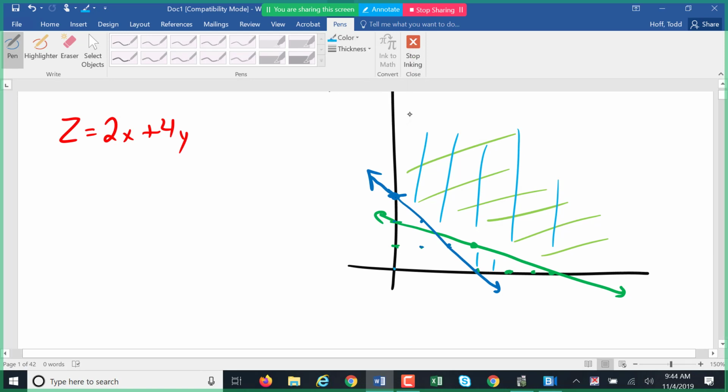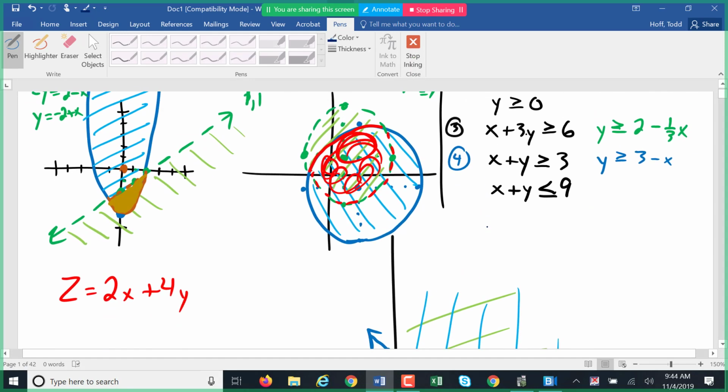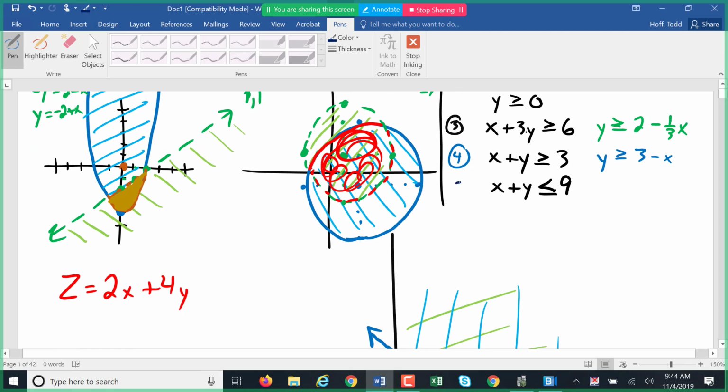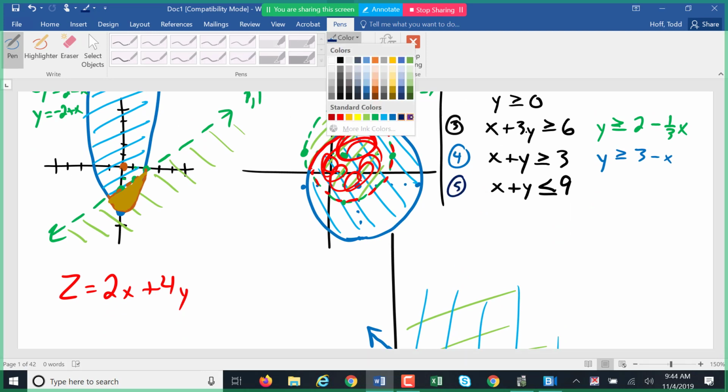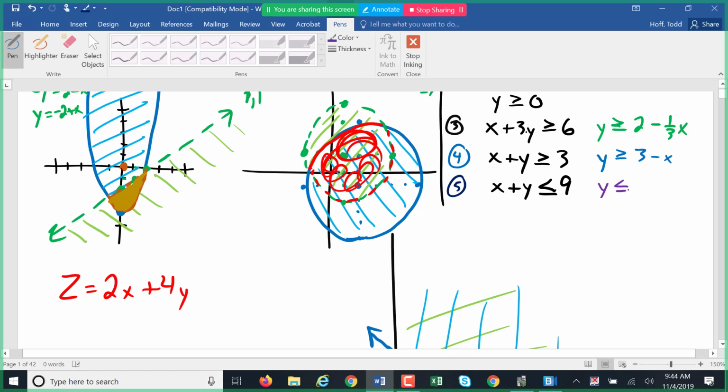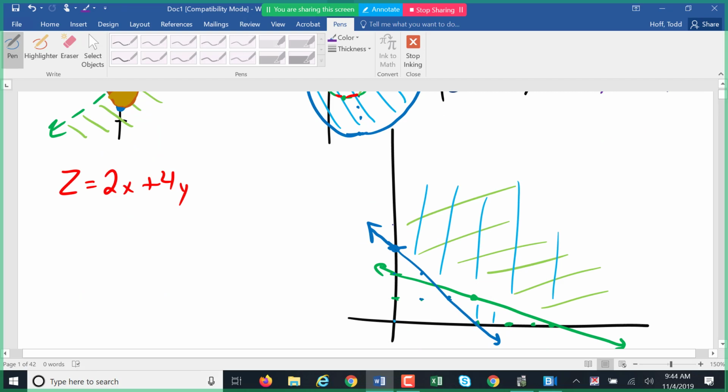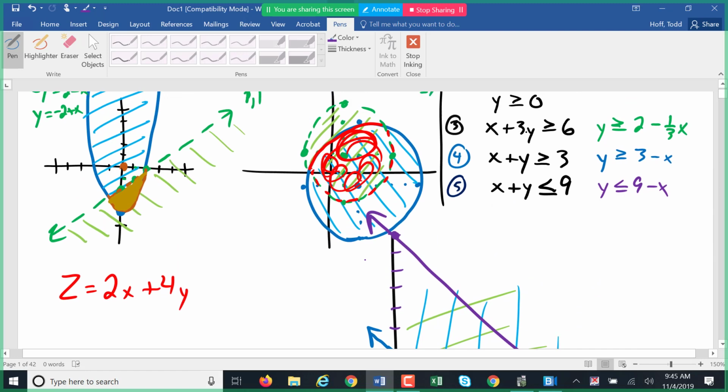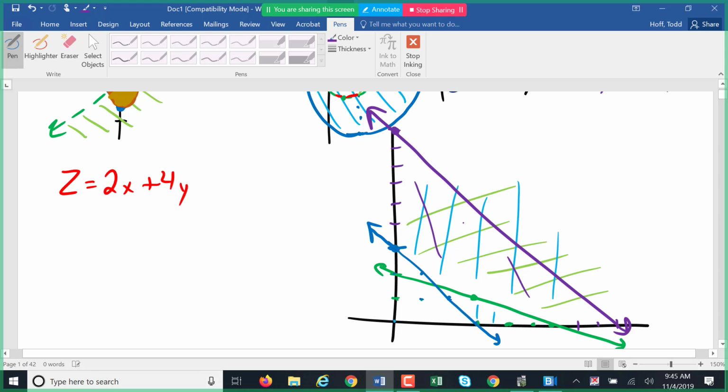And our final constraint, x plus y is less than 9. So the equation 5 there, if I solve that, I get y is less than or equal to 9 minus x. So I go up here at 9. So it's 3, 4, 5, 6, 7, 8, 9. And slope of negative 1 puts me in an equation like that. It's less than or equal to, so if I put in 0, 0, 0 is less than or equal to 9, so I'm shading that one below the line.